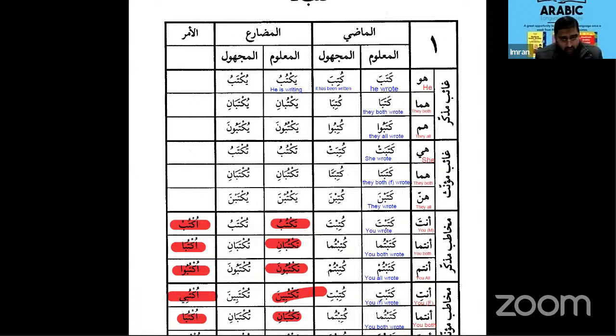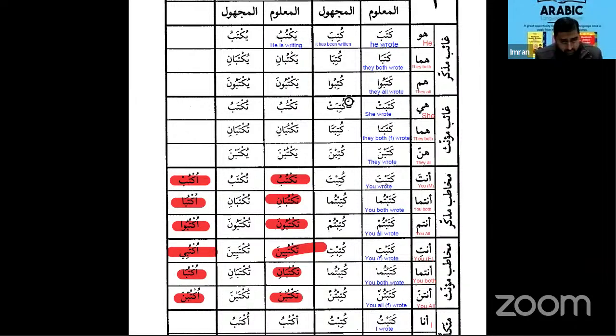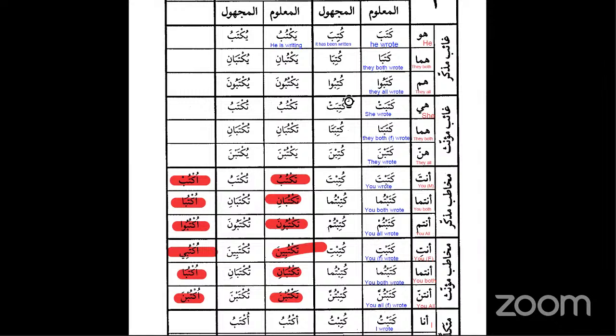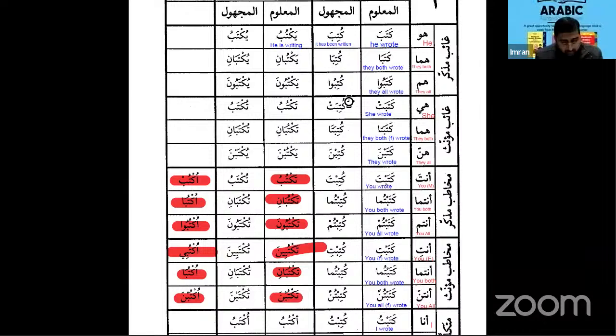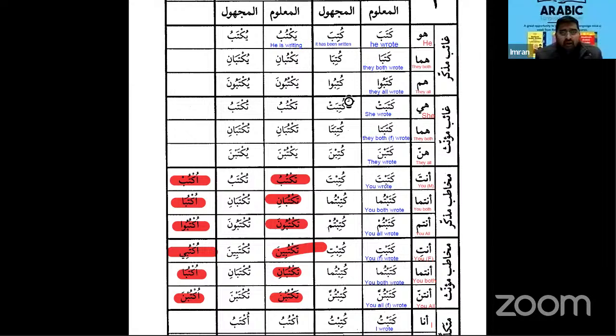Right, now what I want Sister Tahira to do, Sister Tahira, can you? Yes, Assalamu alaikum. I think it froze. Which one did he want me to do? I want you to do fi'l madi majhul, the passive tense.